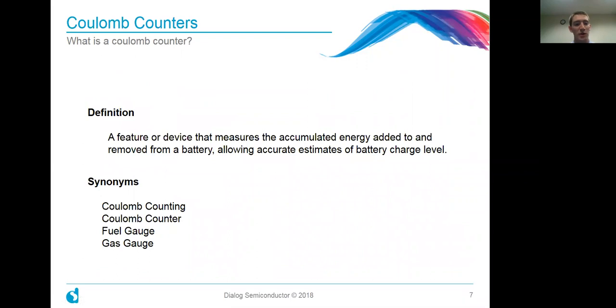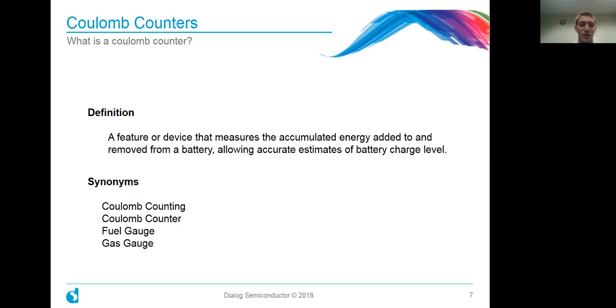So what is a Coulomb counter? Definition: a feature or device that measures the accumulated energy added to and removed from a battery, allowing accurate estimates of battery charge level. In other words, it's going to count up all of the extracted energy so that you can tell how much charge is left in your battery. And in some ways, charge relates to time. So you can determine either how much time you have left if you have a constant load, or how many, I guess, packets or trips in the sense of the flying car. You're not going to want to take a 15-kilometer trip if you only have 10 kilometers left in your gas tank.